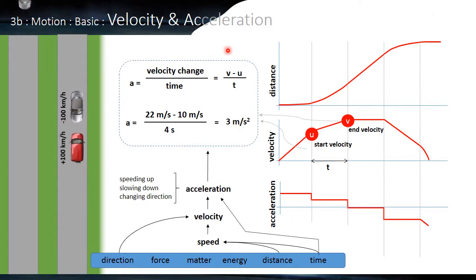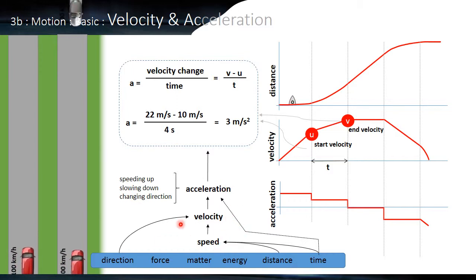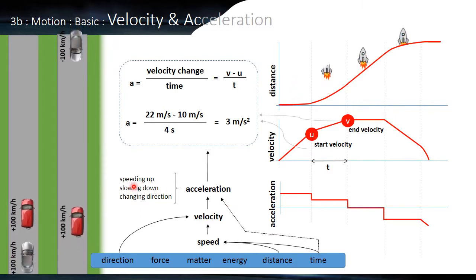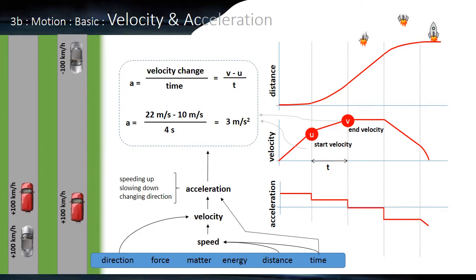So there we have it, velocity and acceleration. The key ideas are here: speed, velocity, and acceleration. Every time we're adding in a concept, we're adding in direction, and then we're adding in time again. And our common sense explanations are here: speeding up, slowing down, and changing direction.